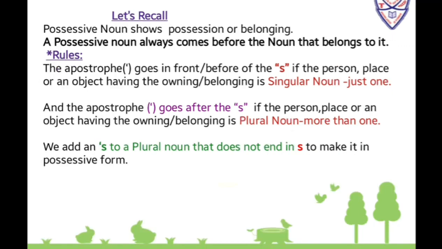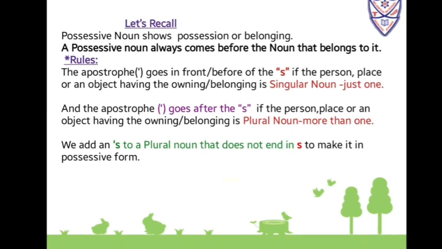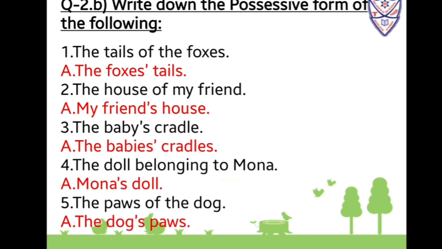So you must remember all these three rules very well. The first rule is for singular nouns, meaning only for one, and the remaining two rules are for plural nouns, meaning more than one. Now let us start with this exercise.